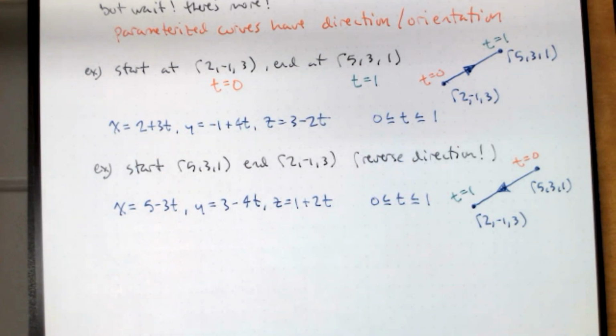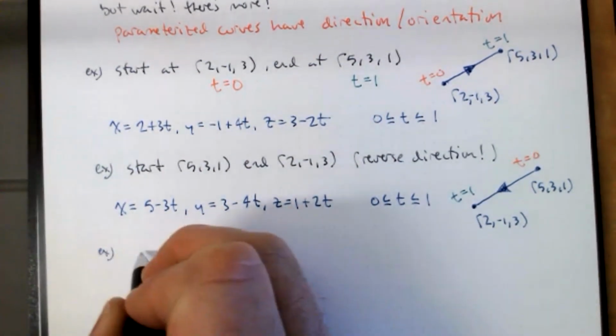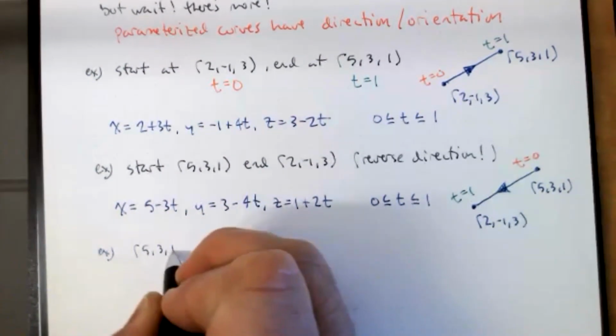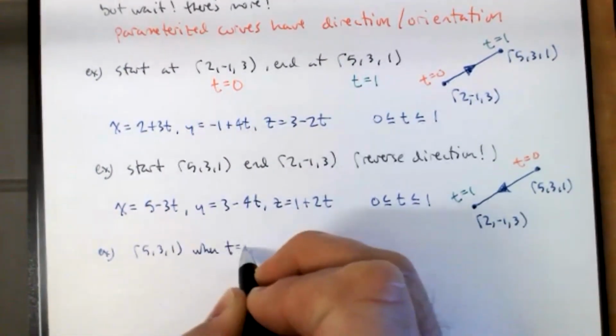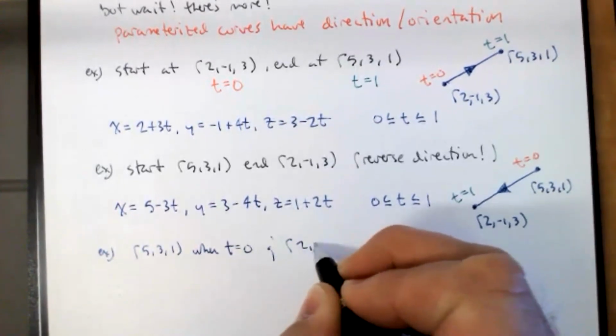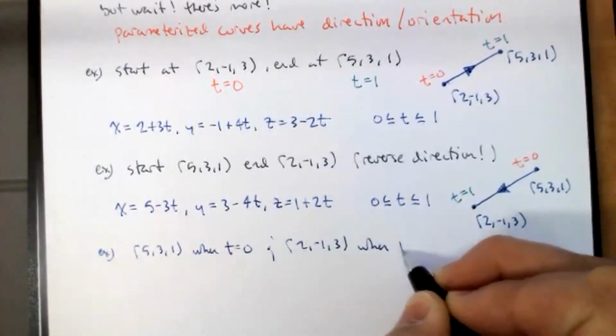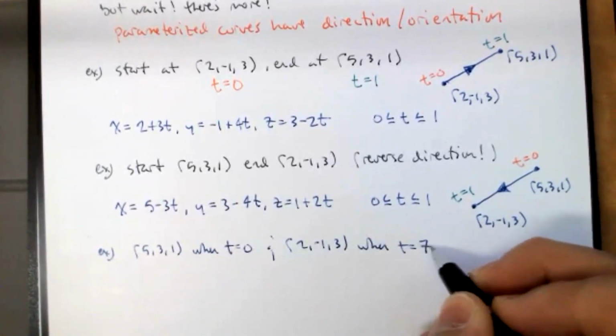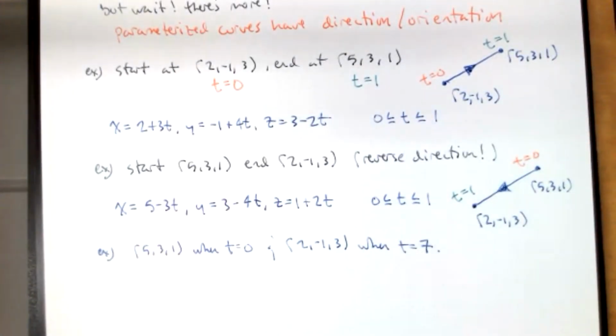If we're given 2 points and we want to write the equation, then we should just make the distance between the 2 points 1 unit in the parameter, because that makes our life easy. But let's suppose we're at 5, 3, 1 when t is equal to 0, and at 2, negative 1, 3 when t is equal to 7. So I don't want to make this jump in 1 unit of t, but I say that takes 7 units of t.